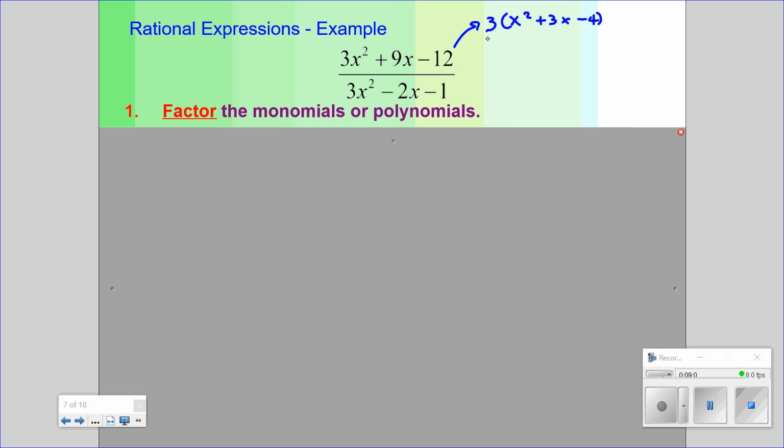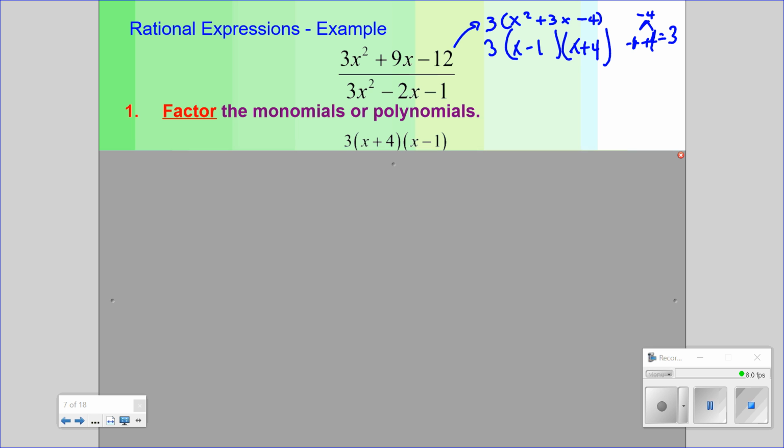And remember, with our factoring methods, we don't just stop after GCF, we keep going. So now I have a trinomial without a coefficient. I need factors of negative 4 that add up to our middle term of positive 3. So that's going to look like a negative 1 plus 4 so that it becomes a positive 3. So that should look like your numerator factored.